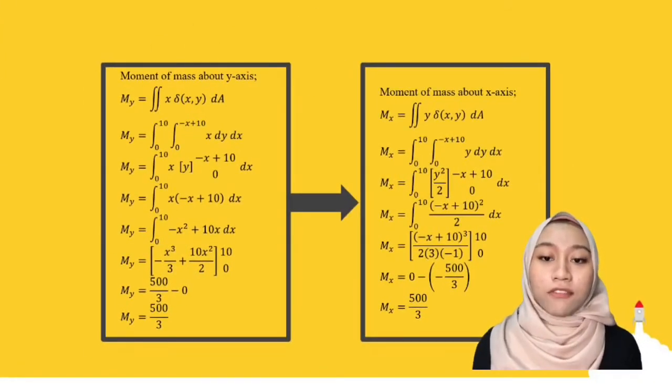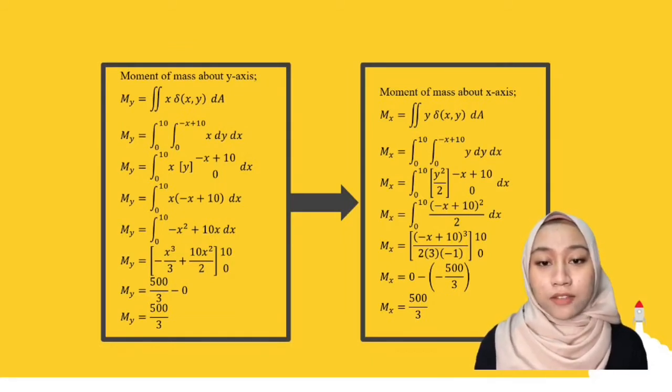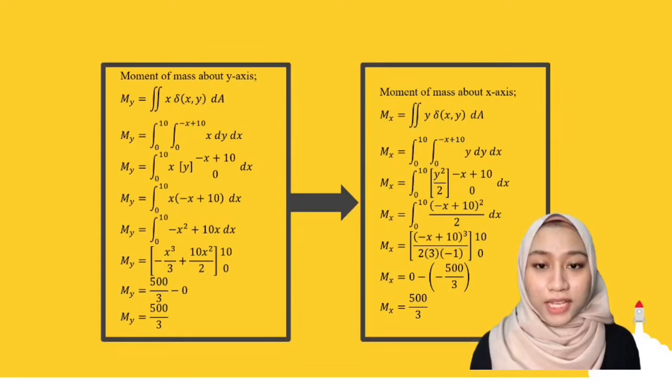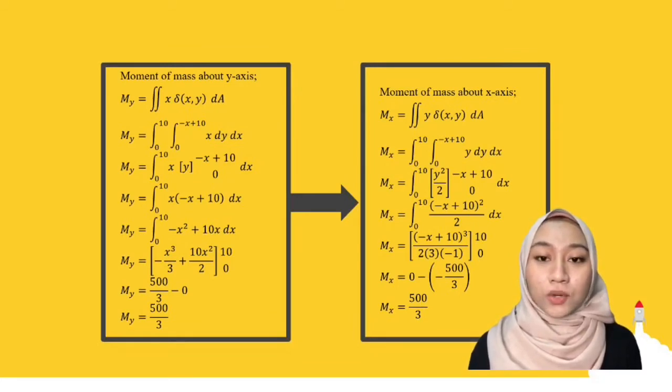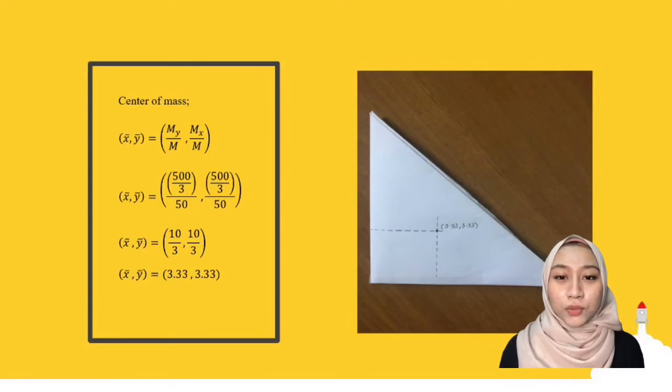After that, we have to determine the moments of mass about the y and x axes. The integrals are the same as in the previous calculation. After the calculation, the moments of mass about both axes are the same, equal to 500 over 3. Finally, we can determine the center of mass by using the center of mass formula, which is moment of mass over mass. The center of mass value we obtain is (x, y) equal to (3.33, 3.33).